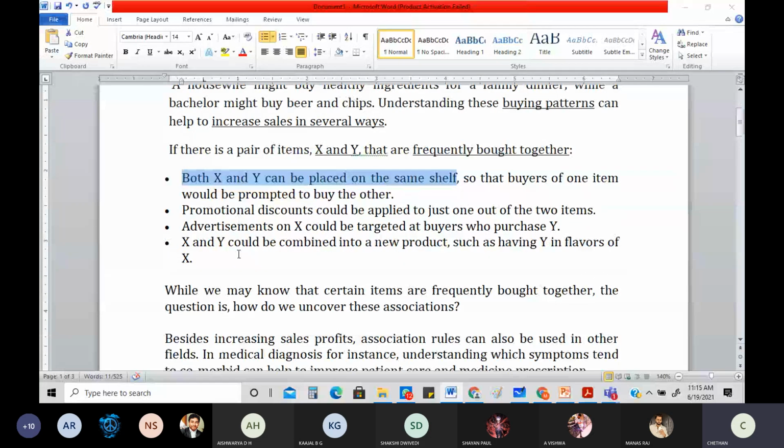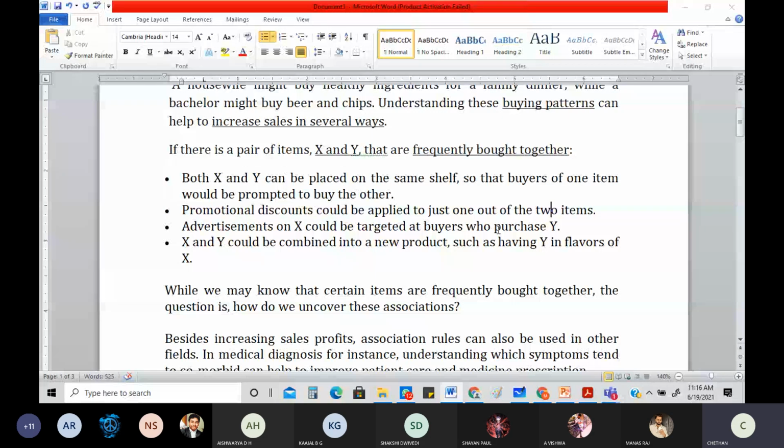Okay, what's the next thing you do? Promotional discounts can be applied to one of the two items. X and Y are brought together, so for X you promote the item with some sort of discount offer. A person buying X will obviously be compelled to buy Y too, because X and Y are always brought together. Next, advertisements on X could be targeted at buyers who purchase Y. A person who wants to purchase Y will see ads for X and think, let me buy X also.